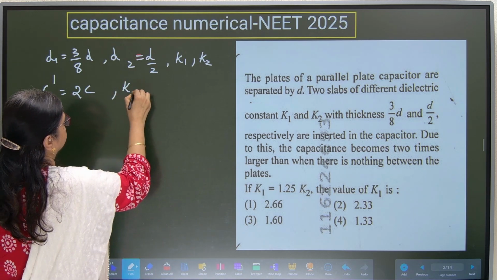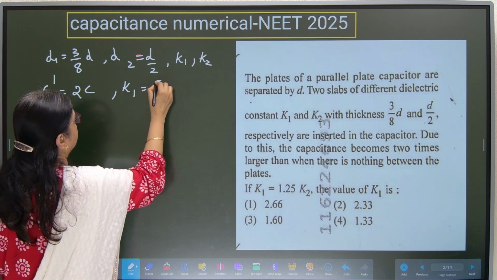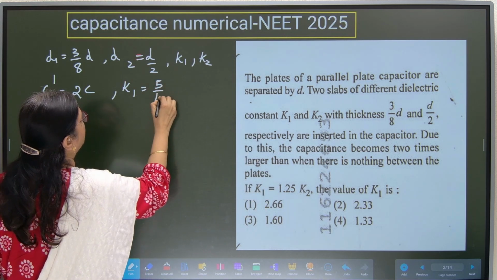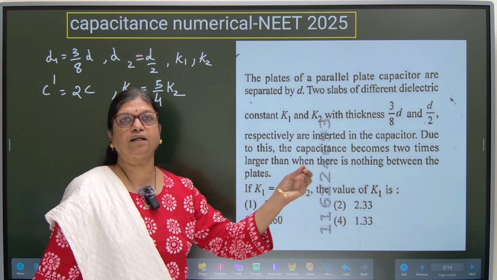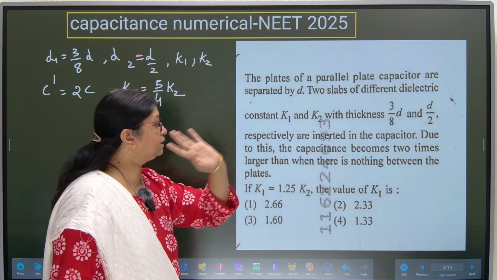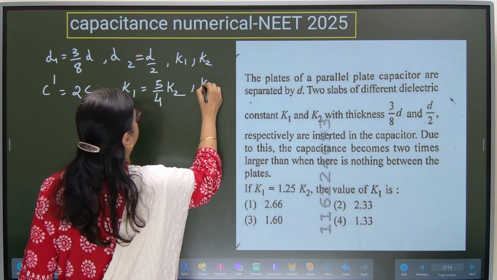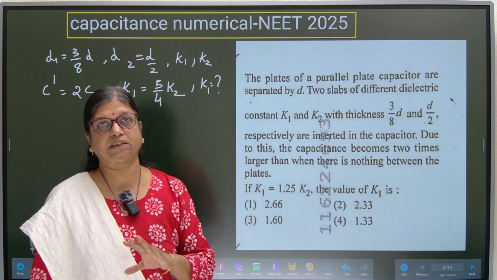K1 is equal to 1.25 K2, which we can write as 5 upon 4 K2. Multiply and divide by 100, you will get 5 upon 4 K2. This is what is given. Now what is asked is, K1 is how much? This is what is asked.